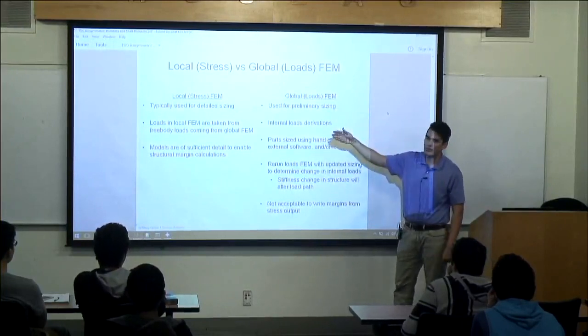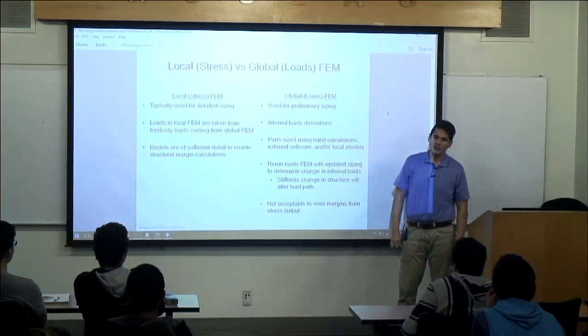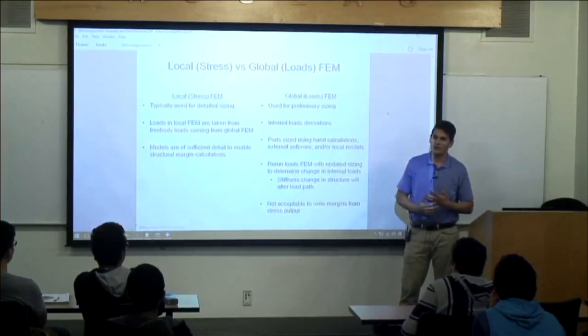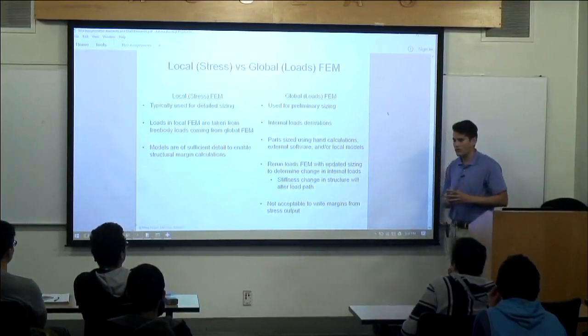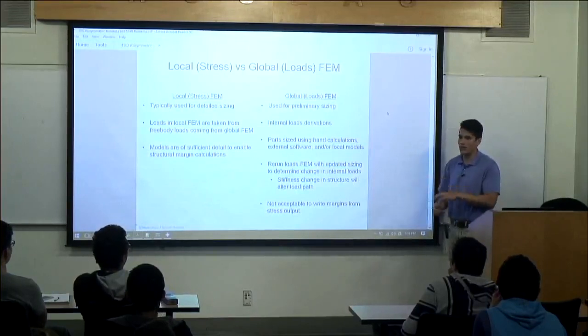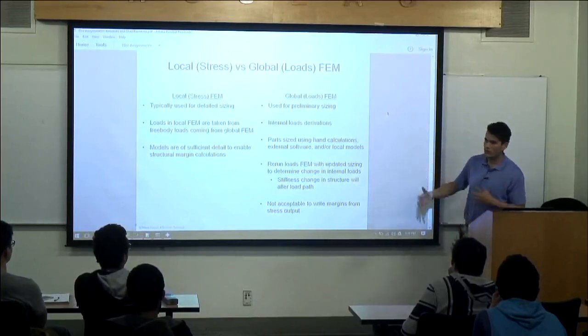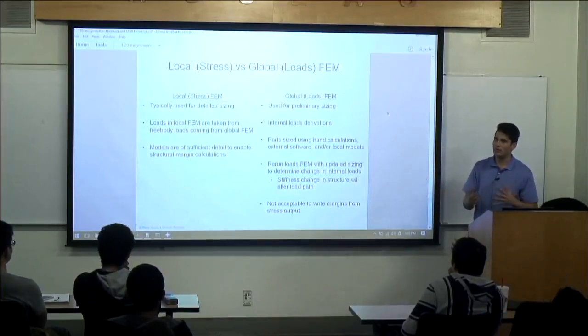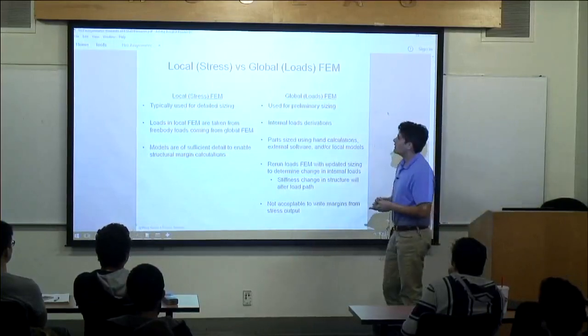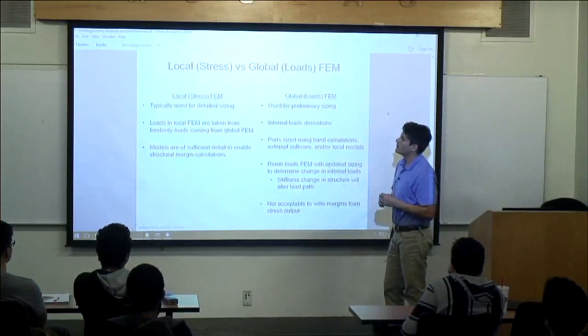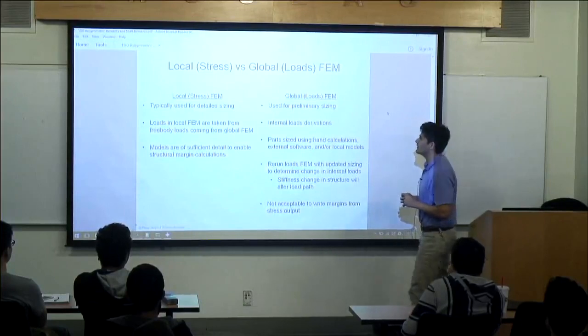When you start working with local detailed models, you'll notice that the time to work with these models can take weeks. It's usually a standalone project, usually for one-off projects. Say something happened during test and something broke and you want to figure out why. It's a one-off instance versus a global model, which is used for general sizing, like at a preliminary phase of a design. And so a local or a stress model is used for detailed sizing, whereas loads models are used for preliminary sizing.